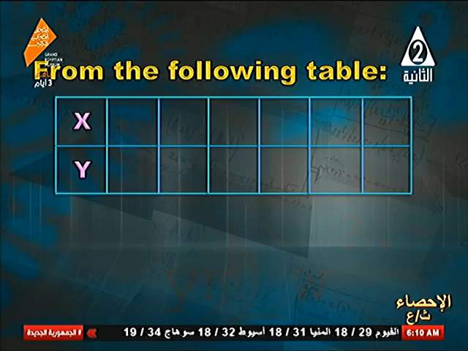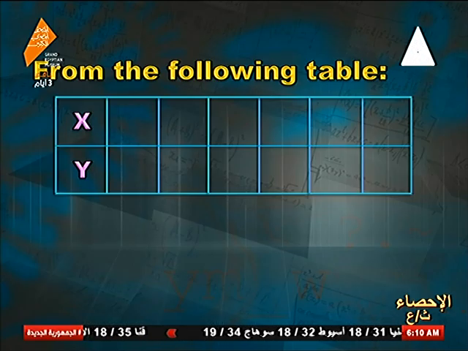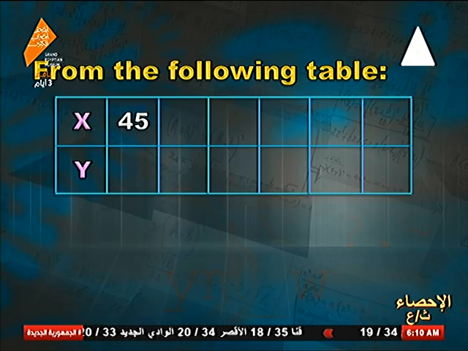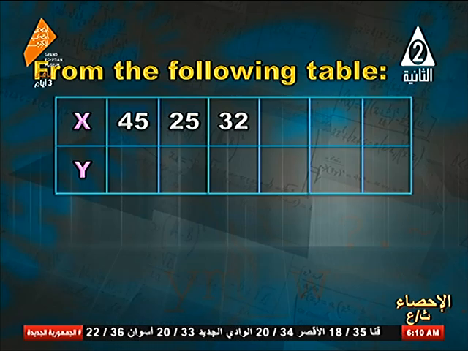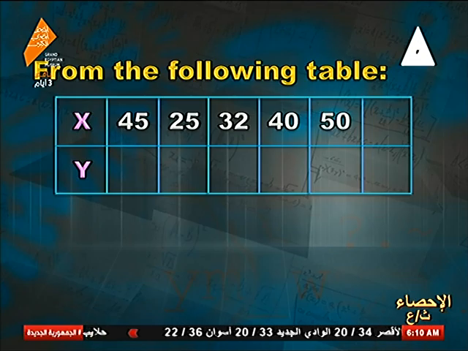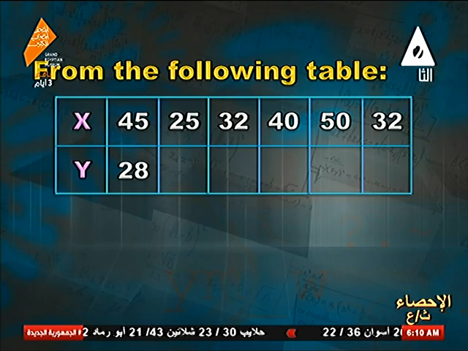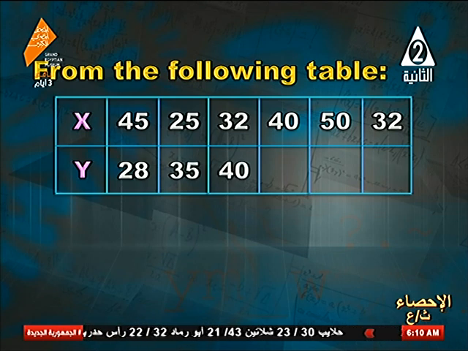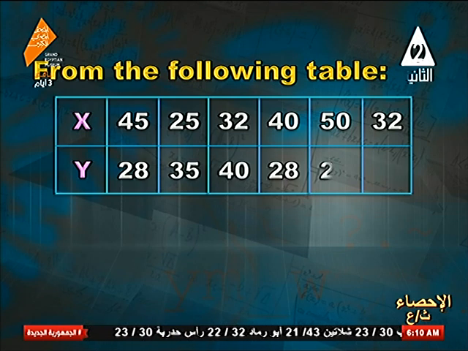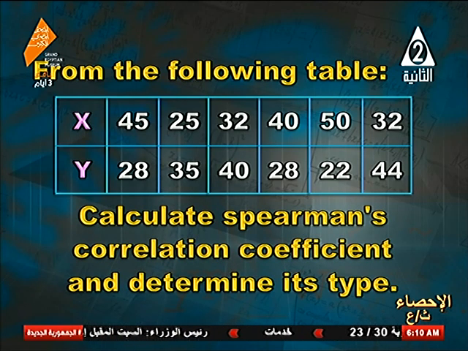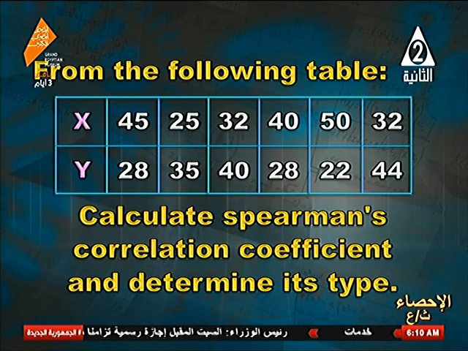Now we move to another example. From the following table, we have 2 rows. The first row X: 45, 25, 32, 40, 50, and 32. But Y: 28, 35, 40, 28, 22, and 44. What is required? Calculate Spearman's correlation coefficient and determine its type.